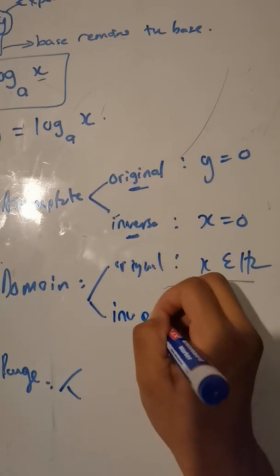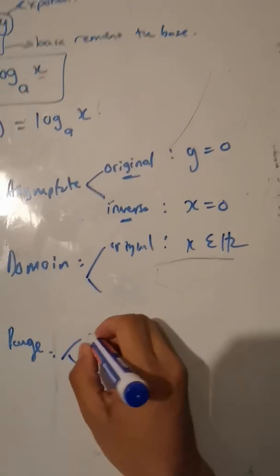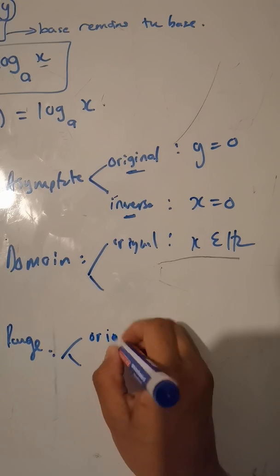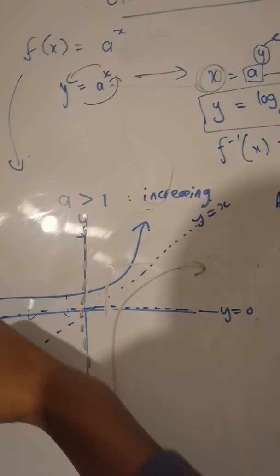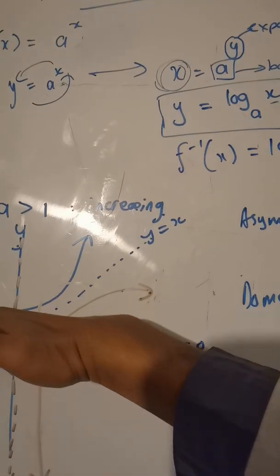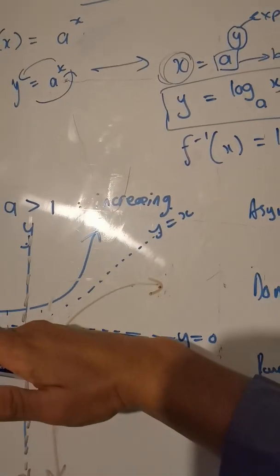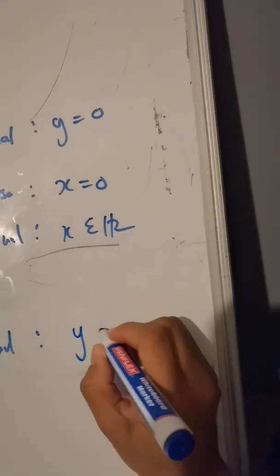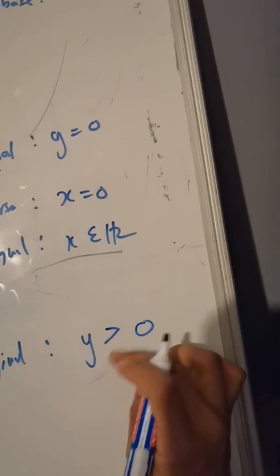However, for the range of the original graph, if you look at the y-axis, the graph only lies above the zero mark on the y-axis. So therefore, the range of the original graph is y is more than 0.